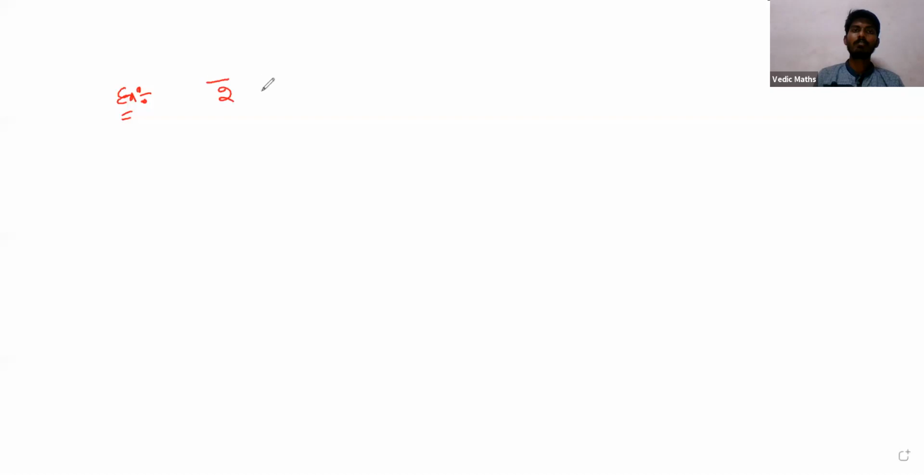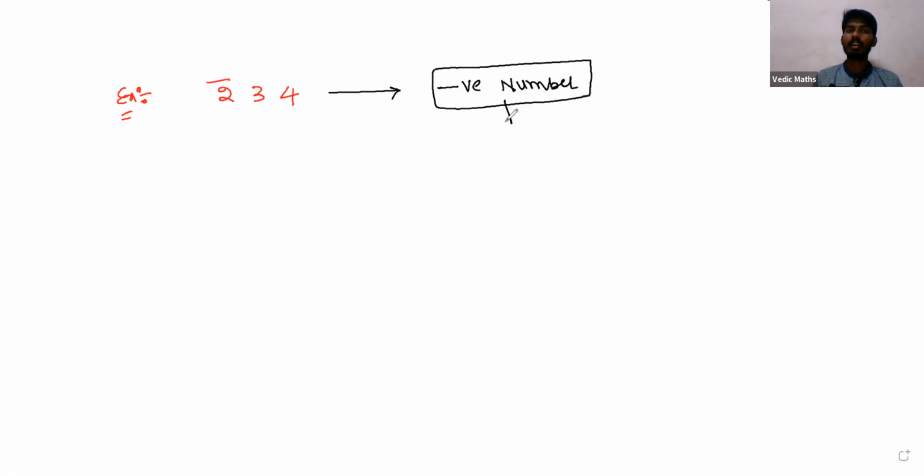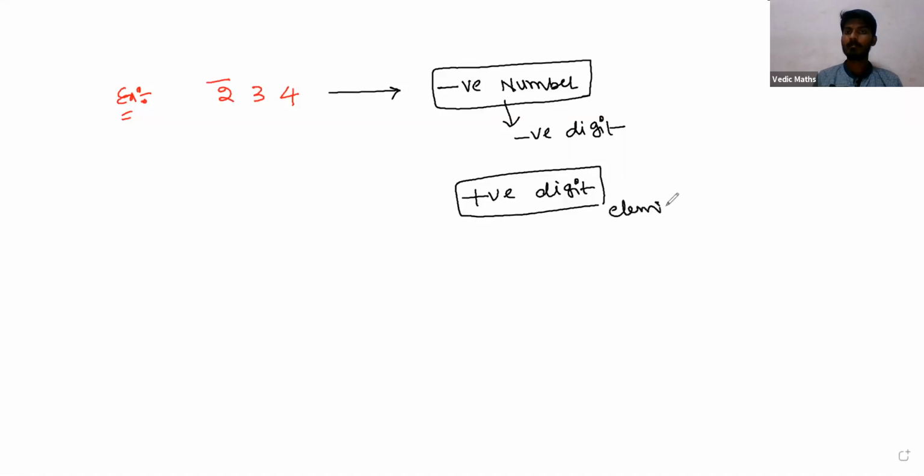Suppose I take the number -2, 3, 4. First of all, this total number is a negative number. So a negative number should have only negative digits, but here we have a positive digit. That means we have to eliminate the positive digit. That is a very important part. Let me write: eliminate positive digit.